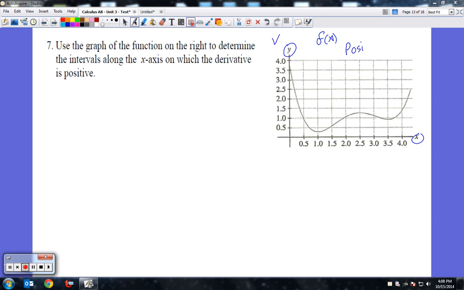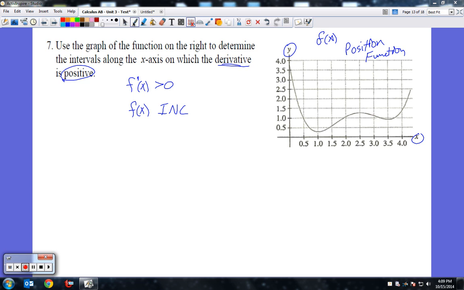Unless it has a b here, or unless it has an f prime of x here specifically, it will always be interpreted, if it's just y, as your position function. Alright, so, on which the derivative is positive, we're just going to look on this position function and see when it is increasing. So when the derivative is positive, f of x is increasing.